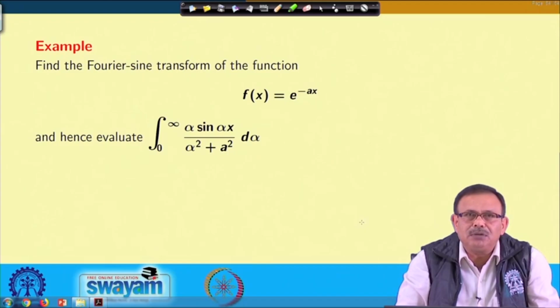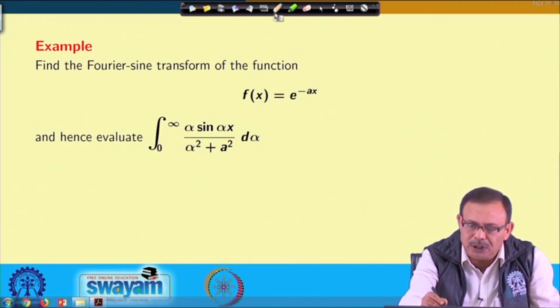The first one is we want to find out the Fourier sine transform of the function f(x) equals e to the power minus a x, and hence we want to find the value of the integral from 0 to infinity of alpha sin alpha x by alpha square plus a square d alpha. Let us see how we are doing it.